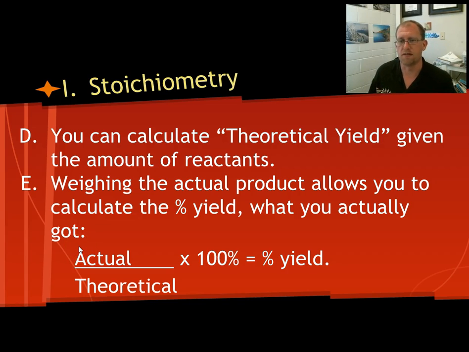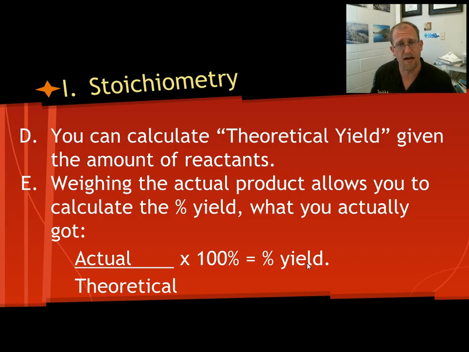So theoretical yield is on paper, on math: how much of this should you make? The actual yield is what you actually make, and then you can compare the two and determine how efficient your processes are and hopefully find where you're losing things along the way. The formula here is actual divided by theoretical times 100% gives you percent yield.